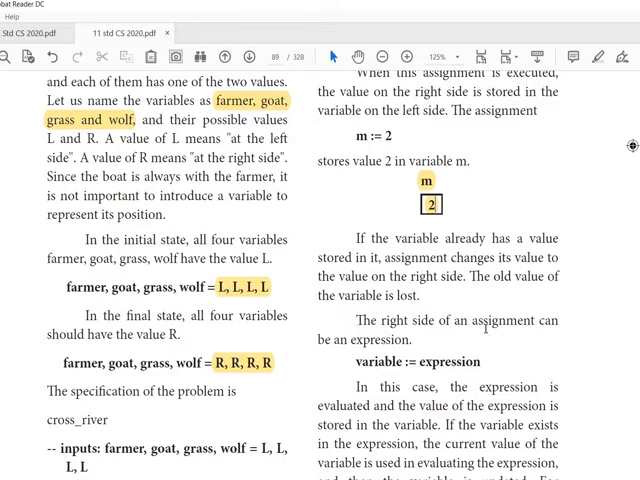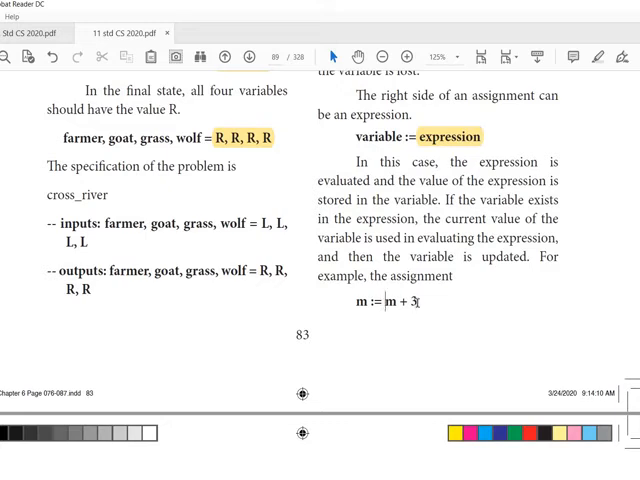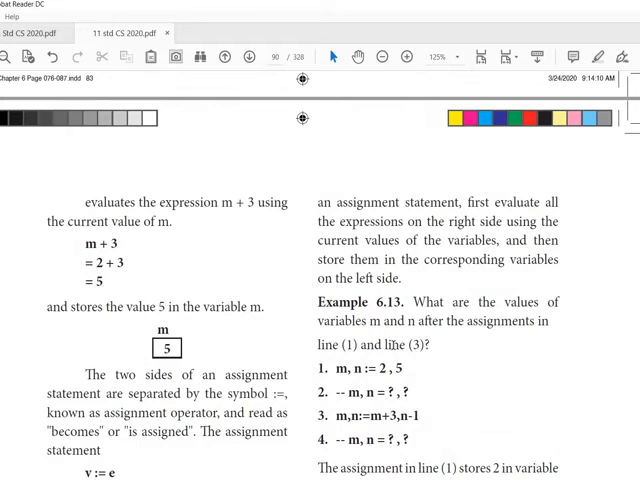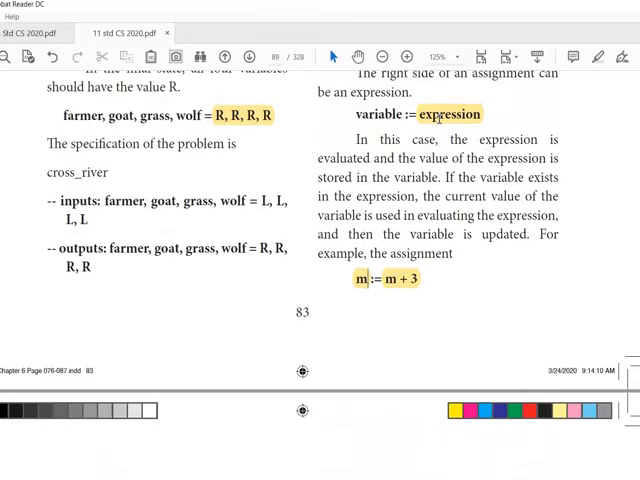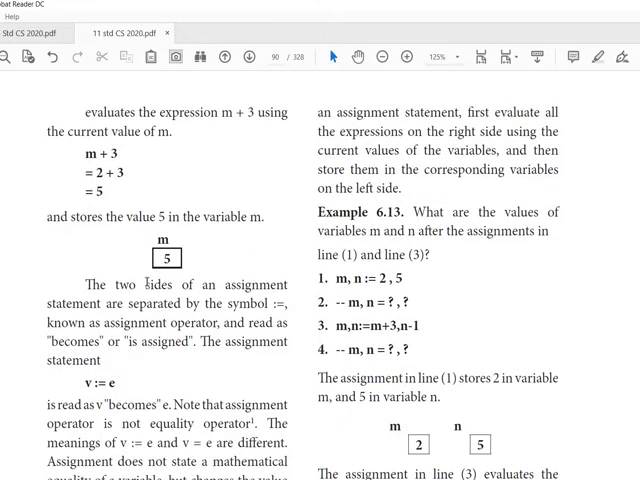The right side of the assignment can be an expression. That means the right side can be a single value or an expression like m := m + 3. So m + 3 is said to be an expression, and the final value is stored in the left side variable. What is the meaning here? First we said m := 2, right? So m has 2. Now we are saying m := m + 3. m means 2, so 2 plus 3 is 5. This value is stored in the same location. So 2 is replaced with 5. Can you see here? 2 is replaced with 5.